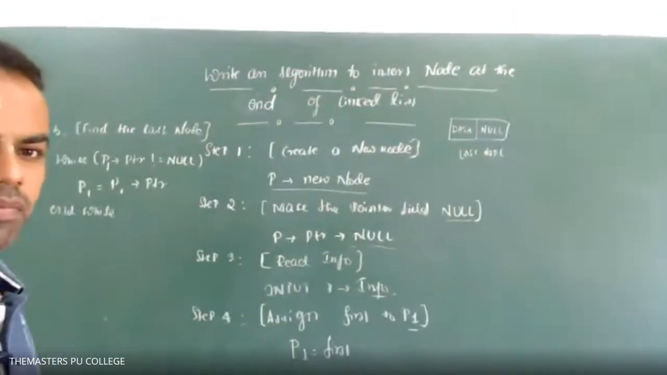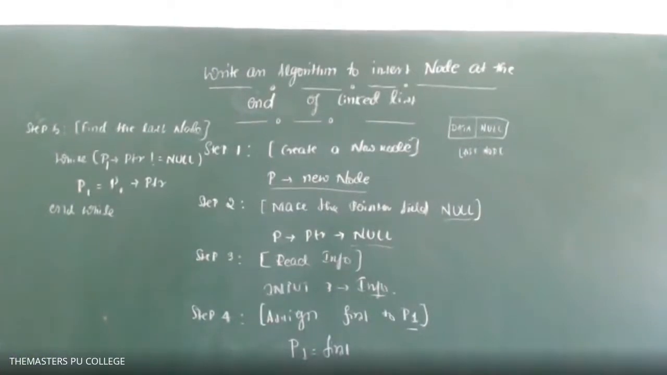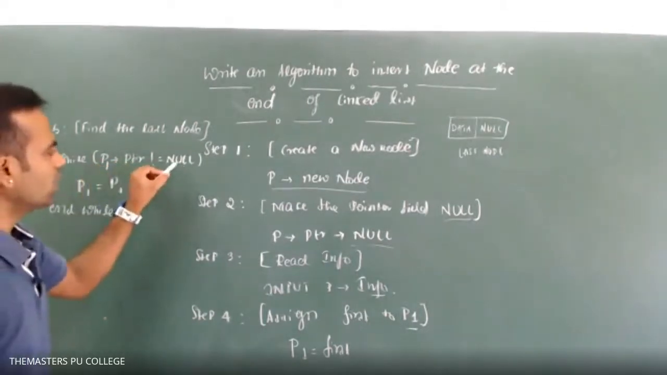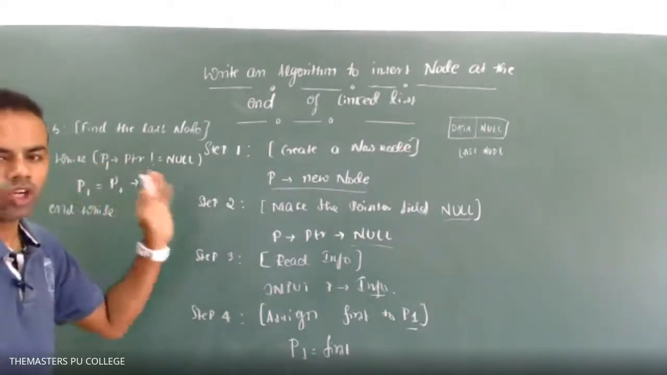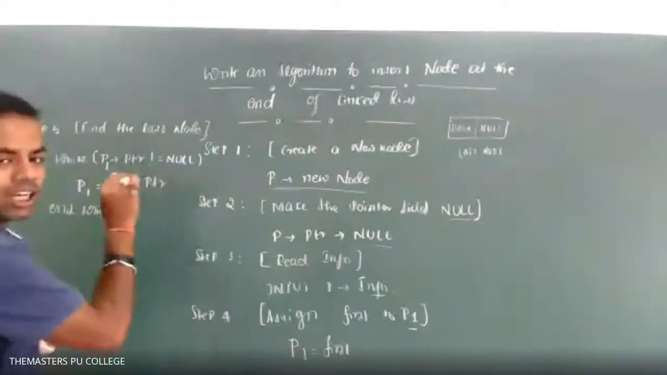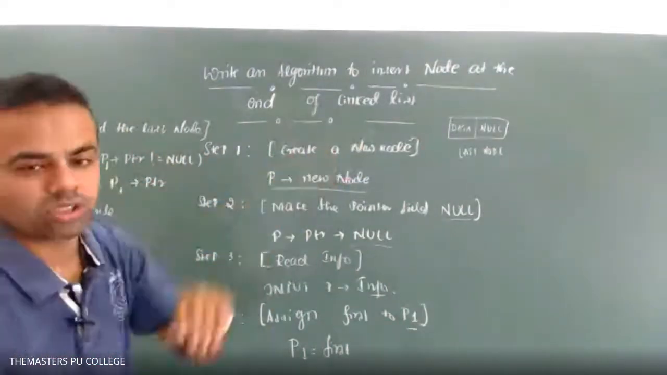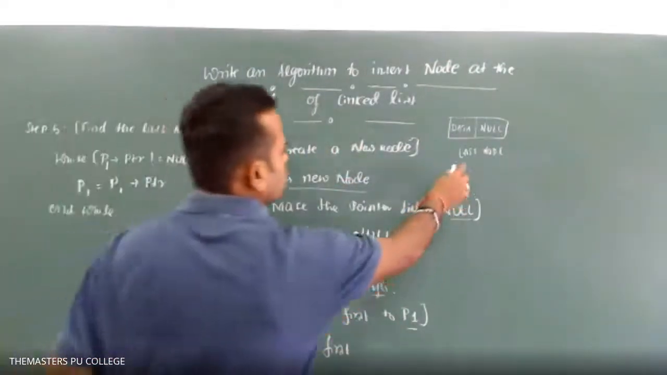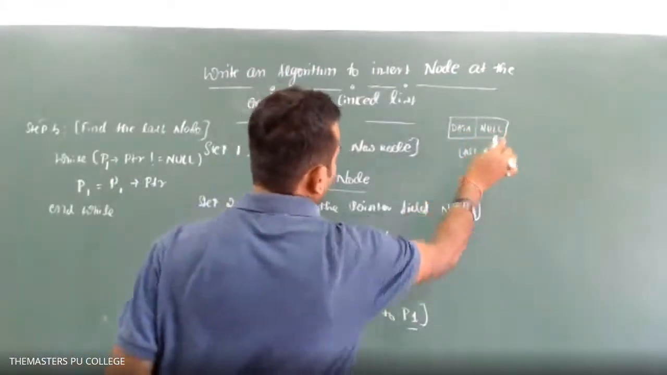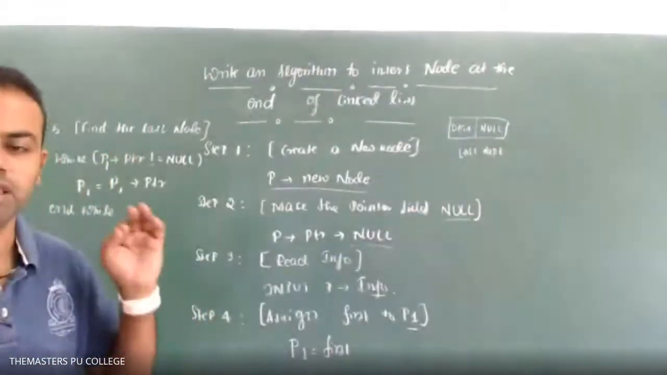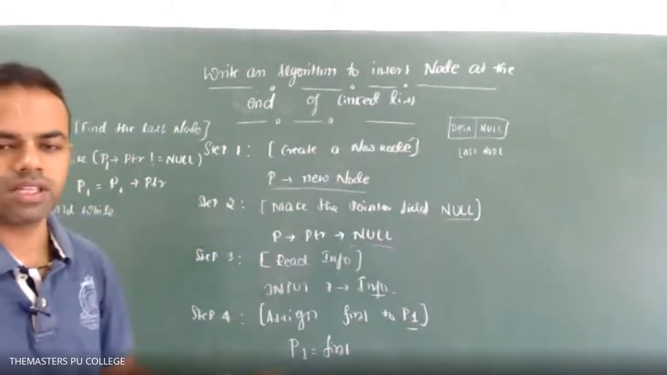Is it clear? Are you getting my point? Look, P1 PTR not equal to null, then it continues until it reaches a node. When it becomes equal to null, then it becomes the last node. The last node contains one part data and then another part will be null. So we can easily say this is the last node.